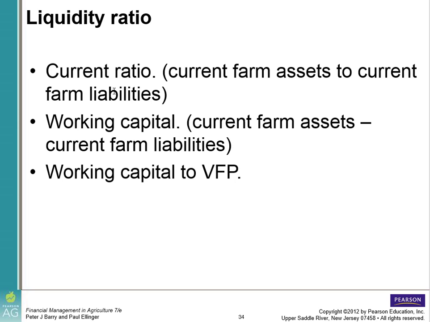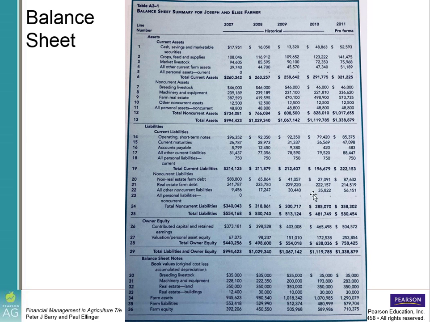But let's move on to what is known as liquidity ratio. Liquidity ratio is nothing but current farm assets to current farm liabilities, taking you back to the balance sheet. You have, let's say, 2010, and then of course you have 2009. Remember, we're talking about current farm assets and current farm liabilities. It would be a mistake, I repeat, a mistake, if you directly use these values, 107 something.